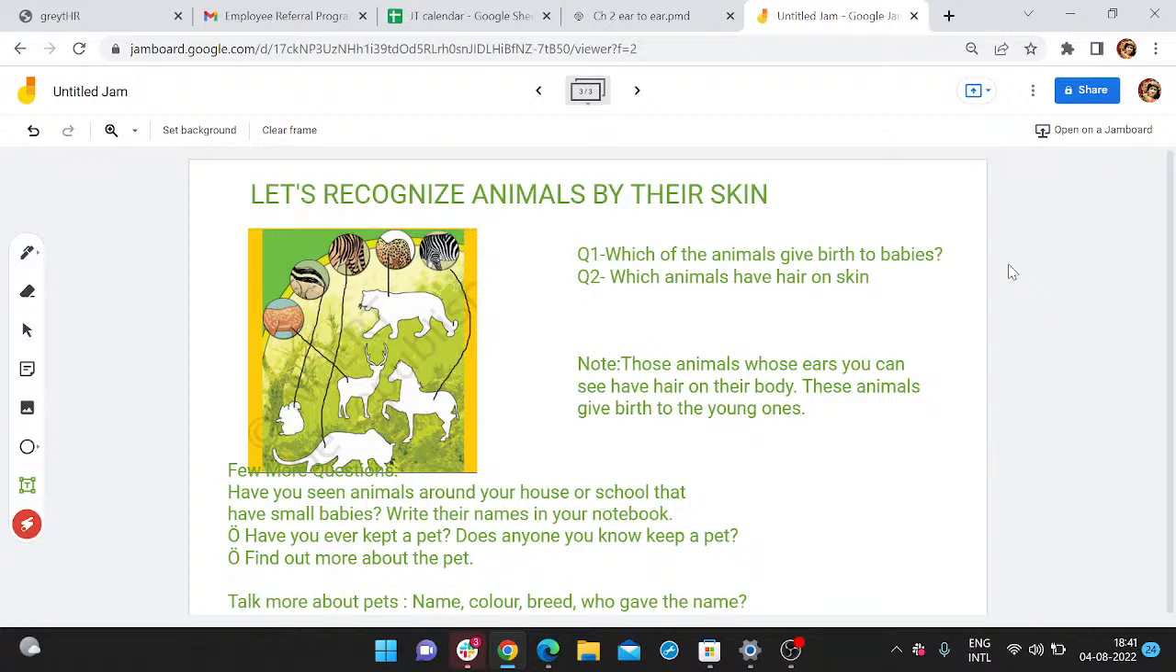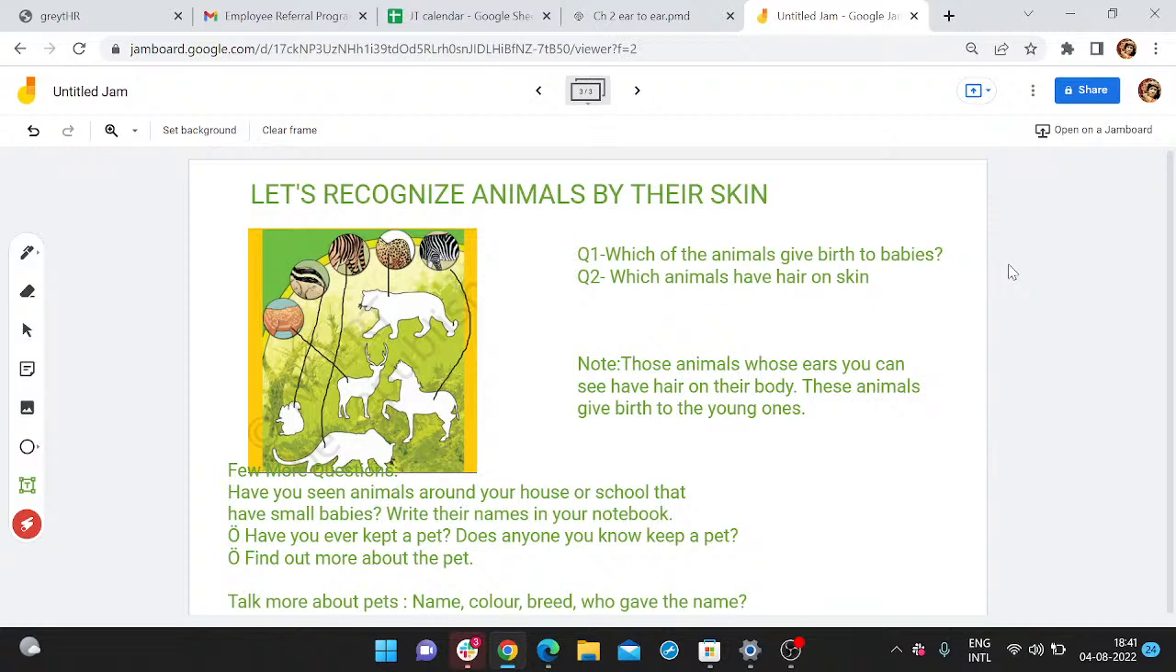Then if we talk about, let's say, cats, you can see those cute kittens out there on roads or as a pet in somebody's house. I have a friend that has a kitten as a pet, and she looks really cute. That means she has been given birth by a mother cat. So cat is also an animal that can give birth.